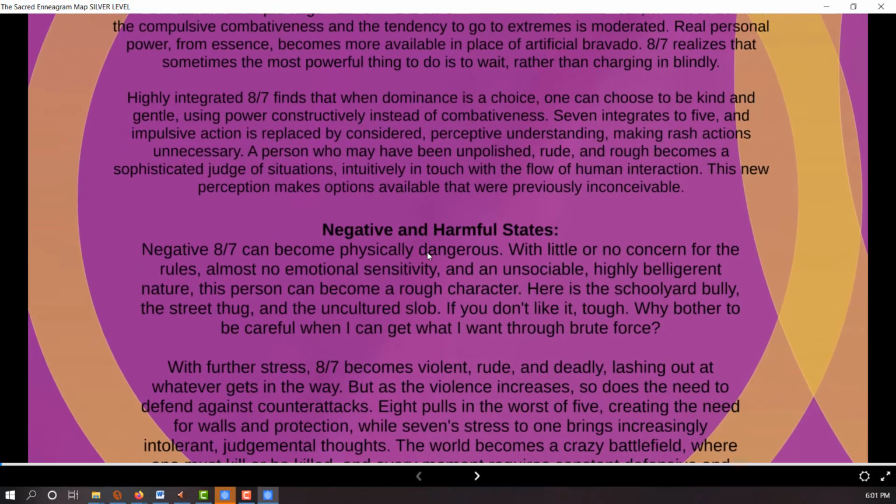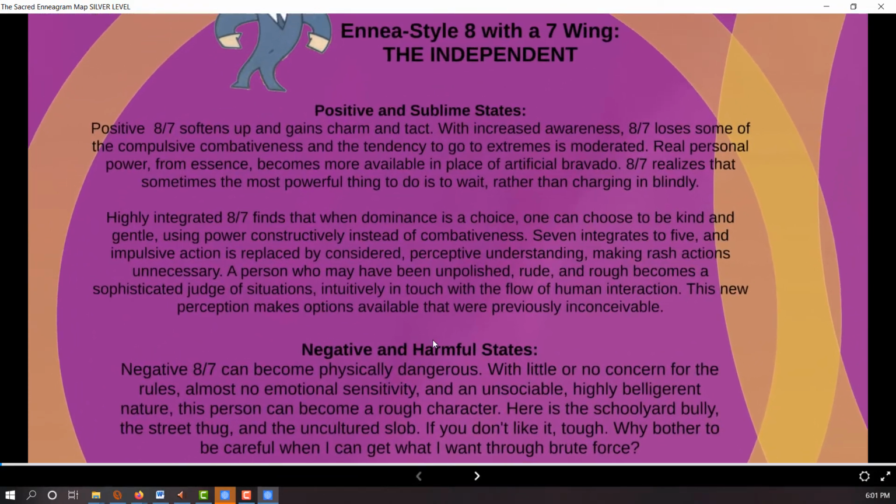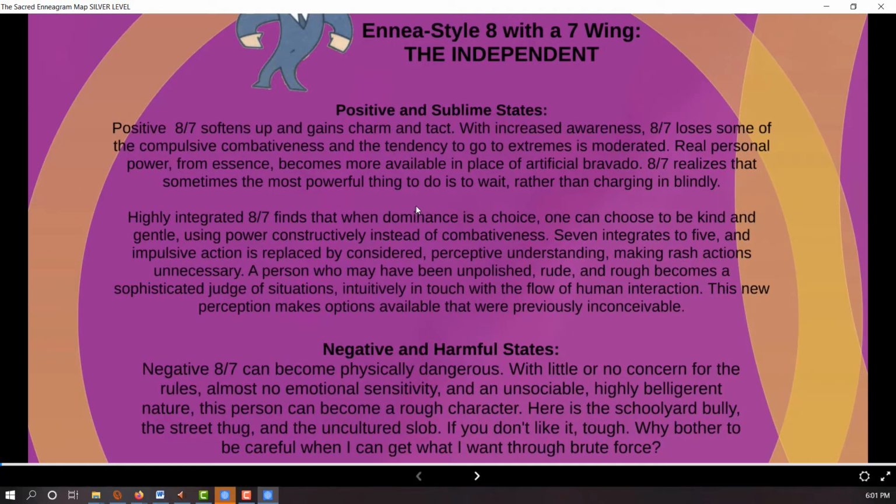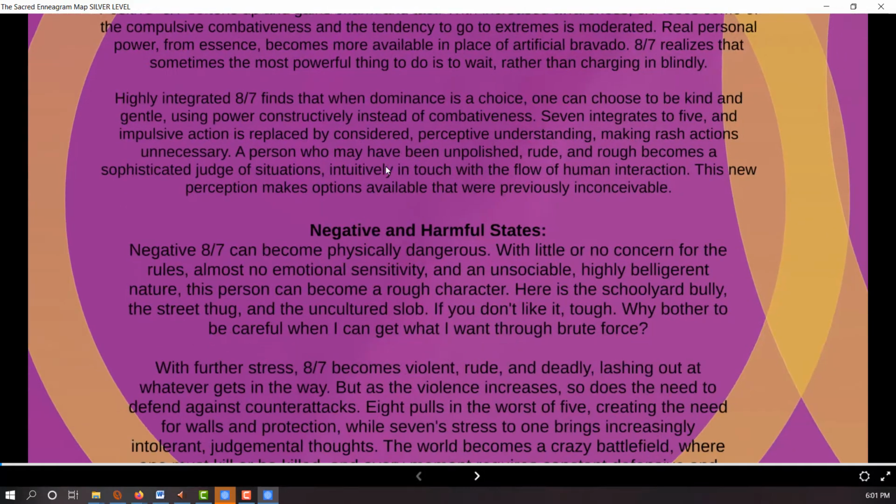So according to our moods on a particular day, we can see that we might relate to the positive side or the negative side.